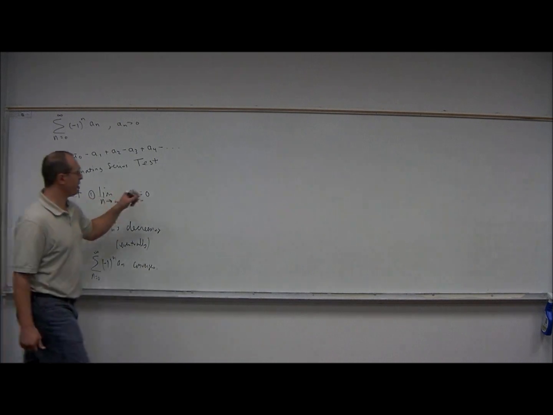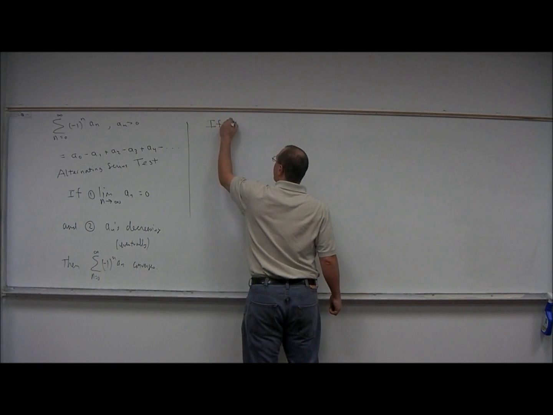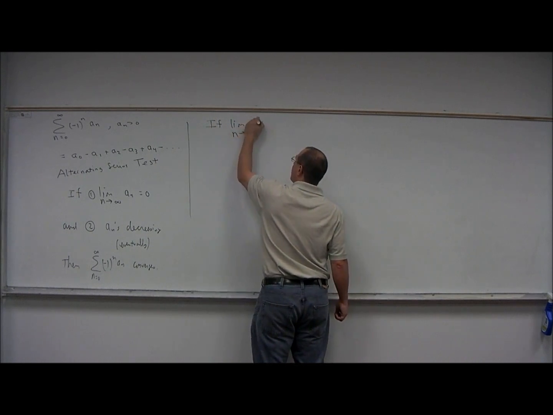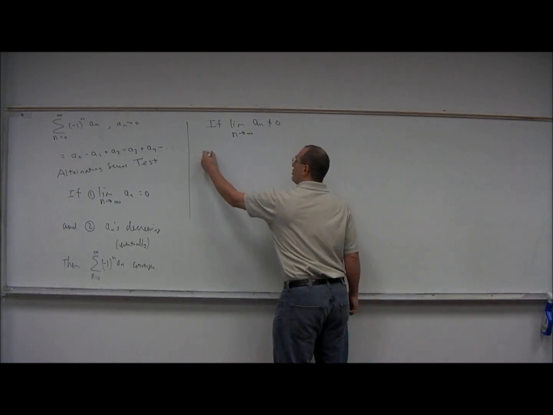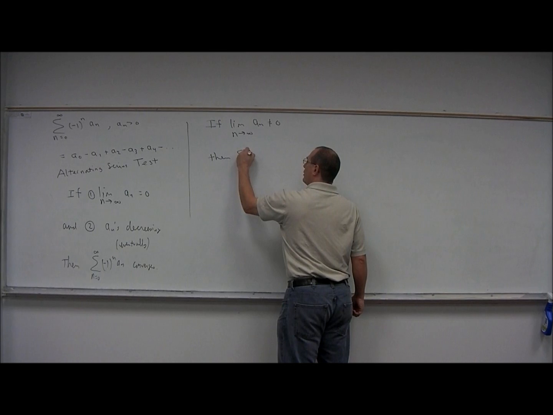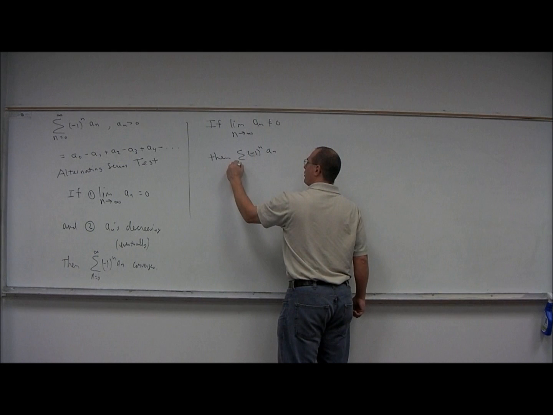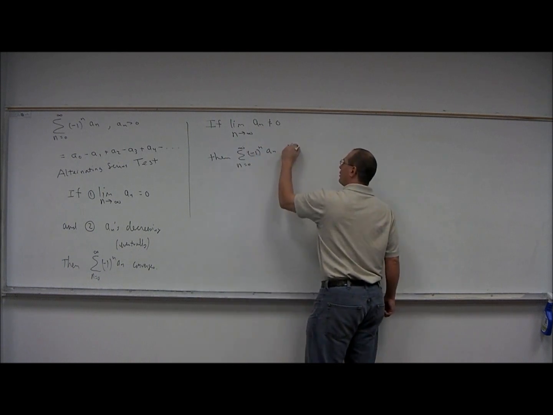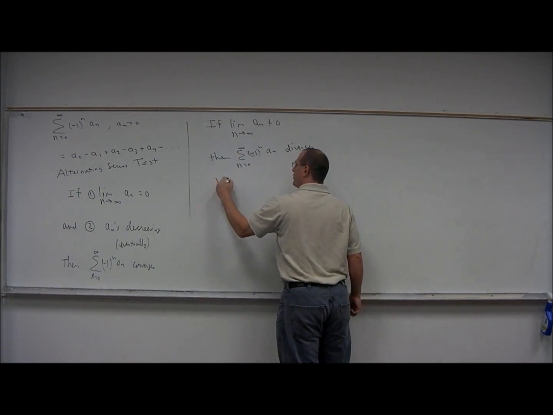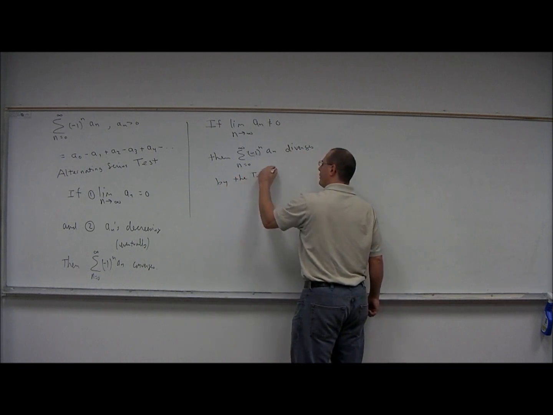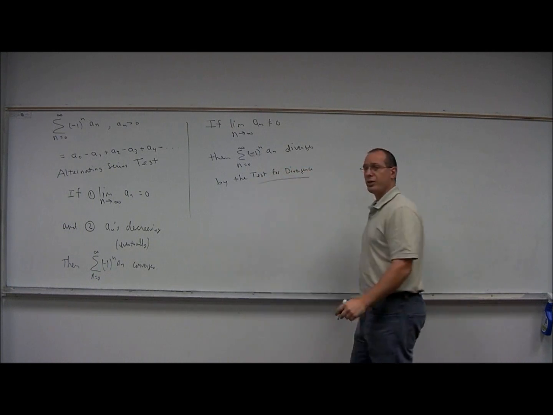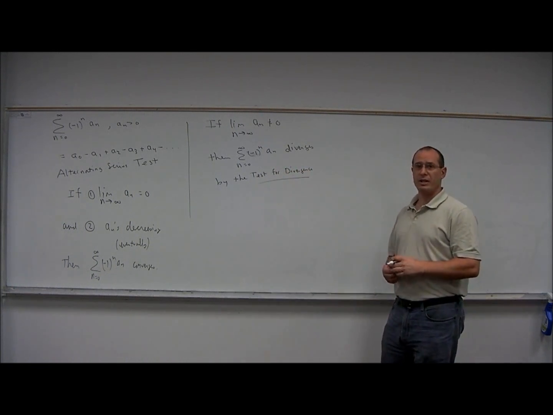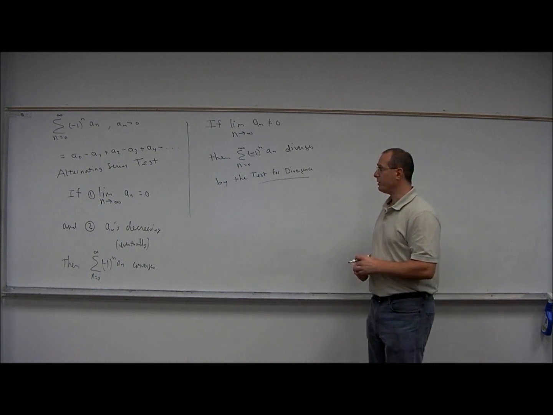And note on this first condition, if the limit as n goes to infinity of a sub n is not 0, then the alternating series will diverge by the test for divergence. If the limit of the terms of a series is not 0, then the series will diverge.